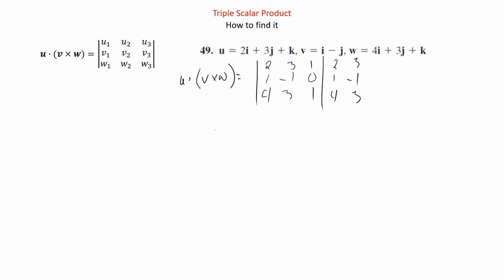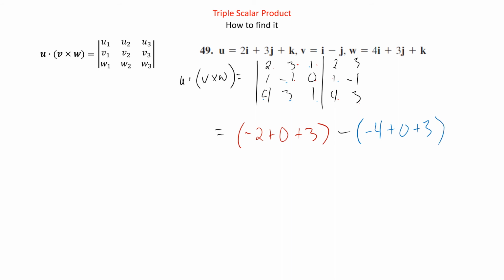And now we can find our determinant. So we have 2 times negative 1 times 1 is going to be negative 2, plus 3 times 0 times 4 is 0, plus 1 times 3 is 3, minus, go the other way, 4 times negative 1 times 1 is negative 4. 3 times 0 times 2 is going to be plus 0. Plus 1 times 3 is 3.